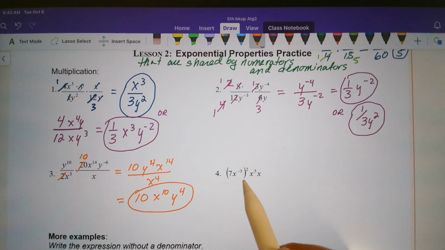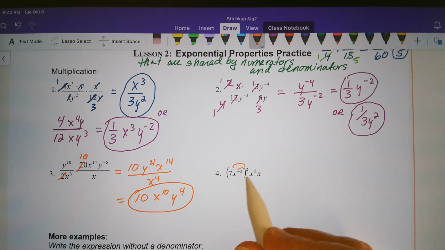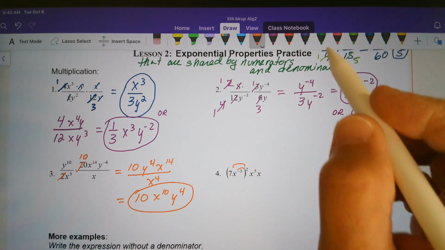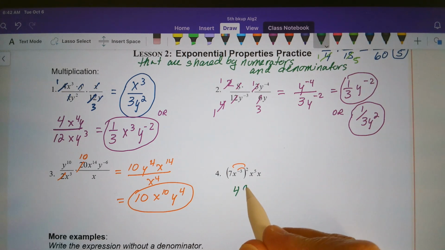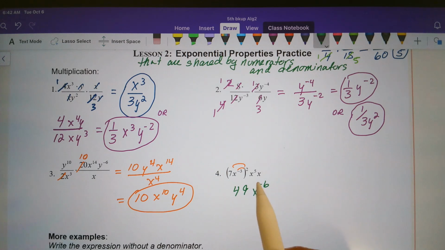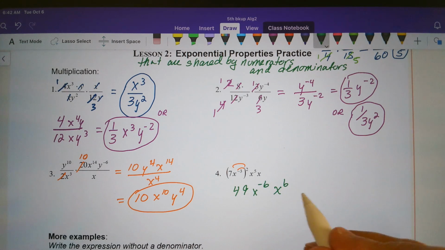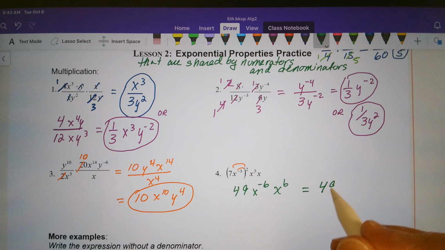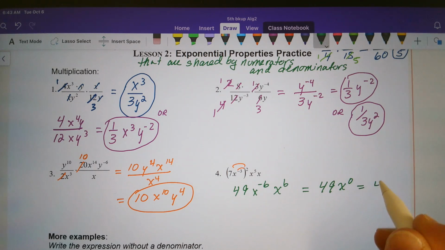Number 4, take care of this being raised to the power of 2, so we distribute. 7 raised to the power of 2 is going to be 49. X to a power to a power we multiply, negative 6. X to the fifth times x to the first is x to the positive 6. And when multiplying, we add exponents. The negative 6 and positive 6 combine to be 0. So this is simply equal to 49x to the 0, which is 49.